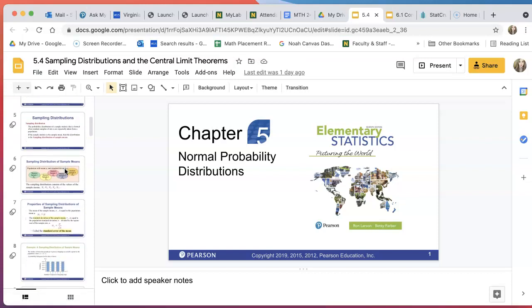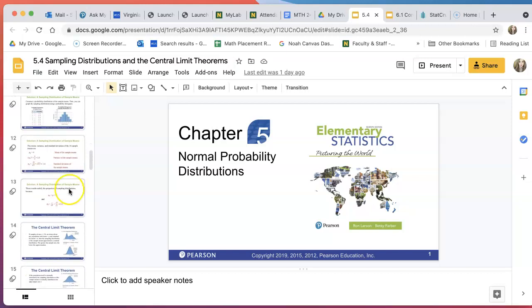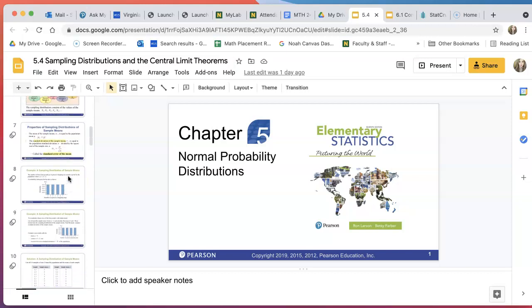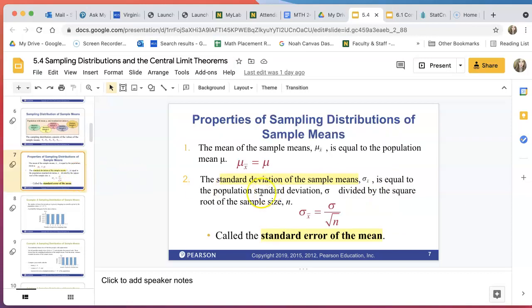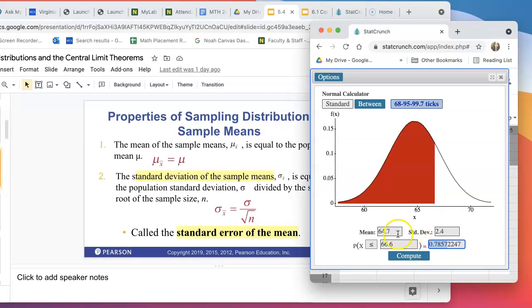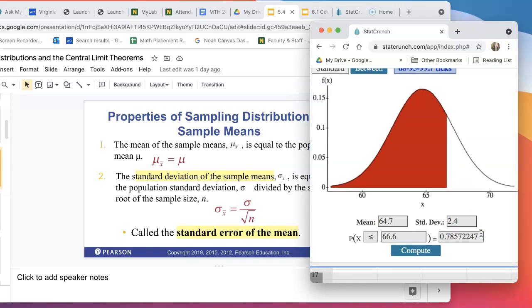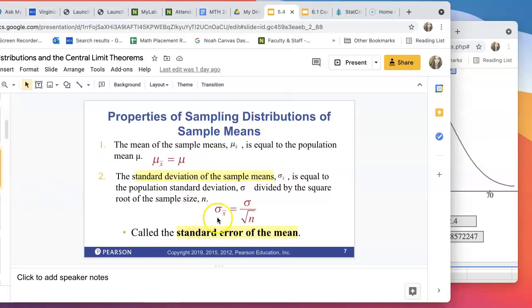If you go down to the properties, right here, slide number 7, you will find that the mean of the sampling distribution of the sample mean is equal to the population mean. So on my StatCrunch calculator, I'll keep the mean exactly the same at 64.7. But notice the standard deviation is different. I'm pointing at this formula right here.